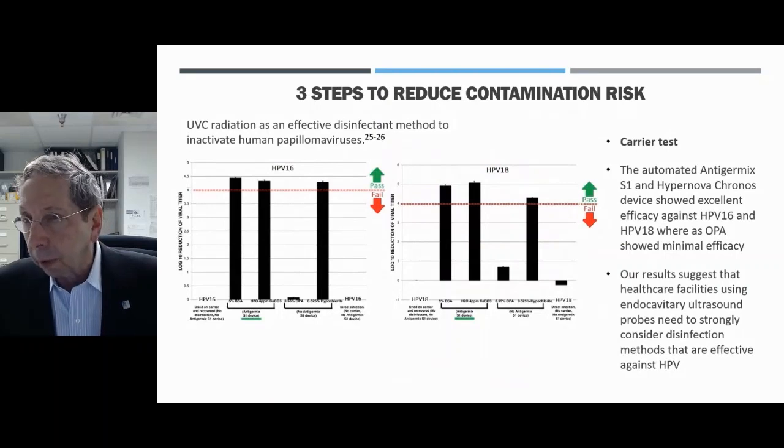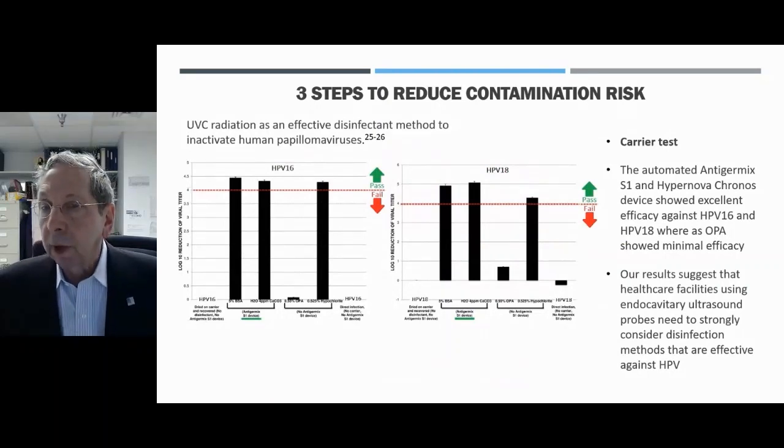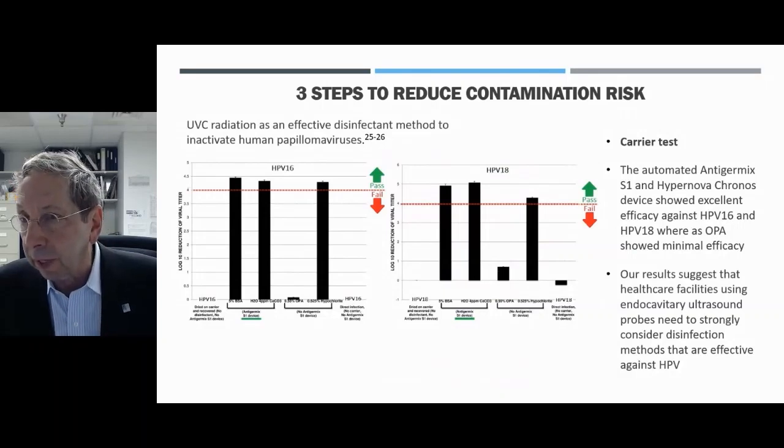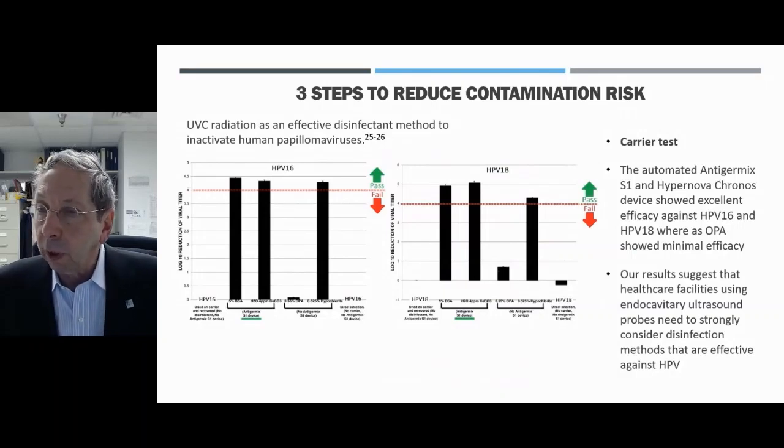Now we're going to talk about other methods of doing this. One is the use of ultraviolet C irradiation. It's an effective disinfection method to inactivate human papillomavirus. As you can see here, we're looking specifically at HPV 16 and HPV 18, 2 of the HPV types responsible for cervical and vaginal cancers. In this case, the automated Antigermix S1 and Hypernova Cronus devices showed excellent efficacy against both HPV 16 and HPV 18, whereas OPA, a chemical disinfectant, showed minimal efficacy.